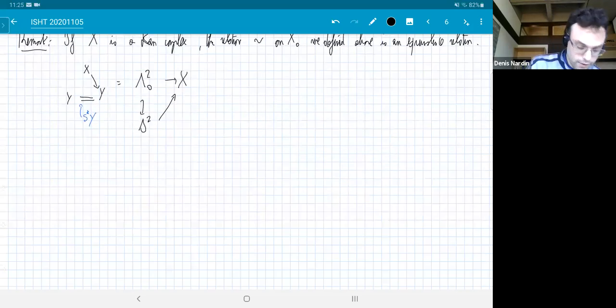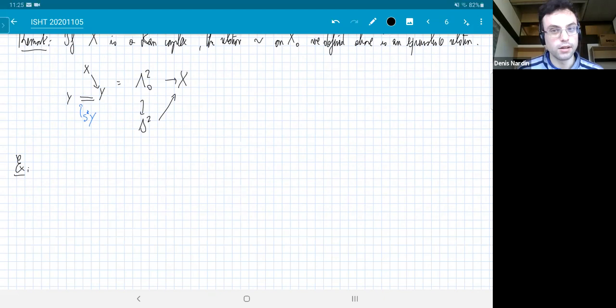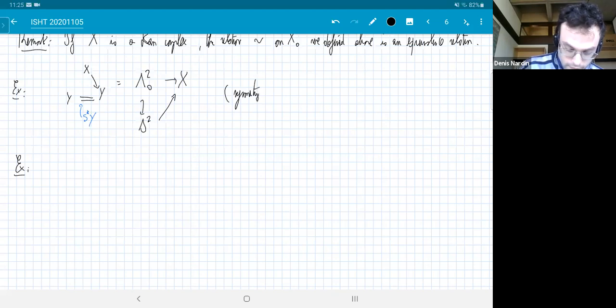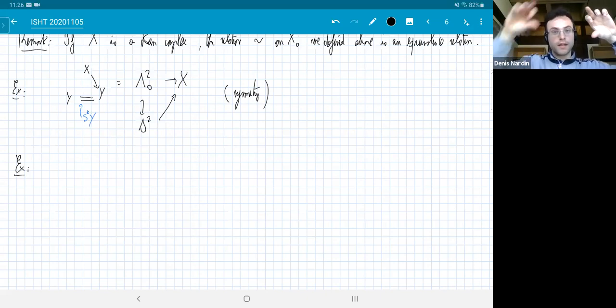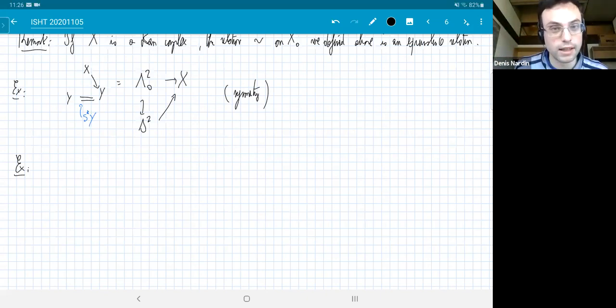Okay, let me give more examples. This is symmetry. And transitivity is as before: you take a path from X to Y, a path from Y to Z, you extend to Delta 2 and you get a path from X to Z. Let me give more examples of Kan complexes, though.